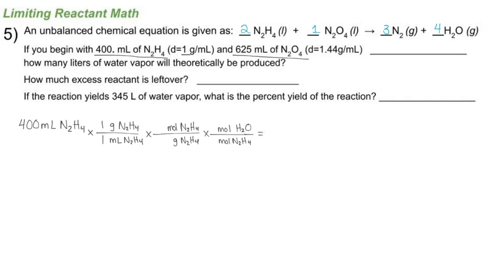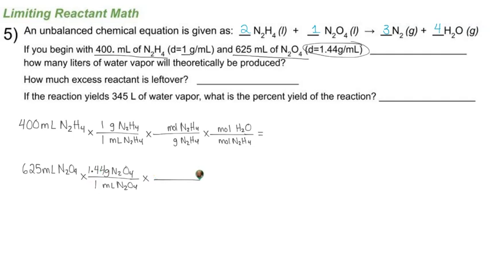Now we'll do the same thing for our N2O4, starting out with 625 milliliters of N2O4. Notice these are very similar looking reactants. We have N2H4 and N2O4, so it is critical that you write correct formulas. First we'll take our milliliters of N2O4 into grams of N2O4. And to do that, we'll use our density value that's provided, which is that 1.44 grams per milliliter. 1.44 grams per 1 milliliter.